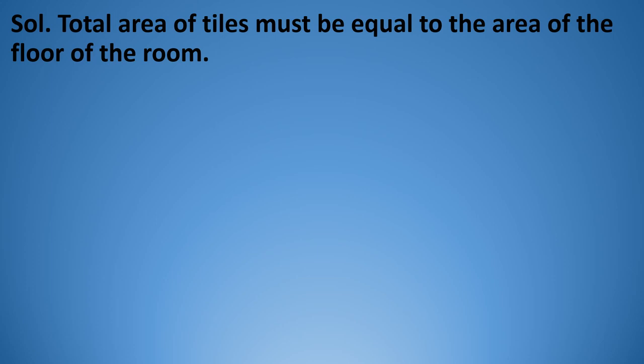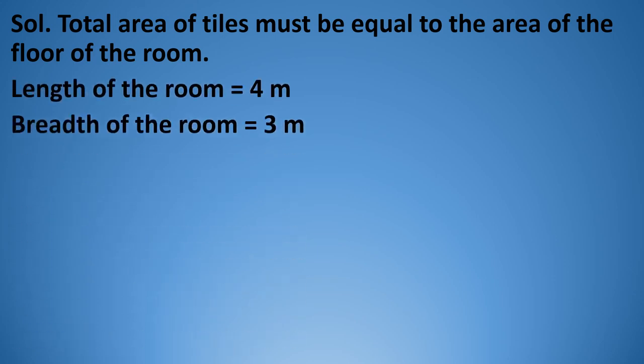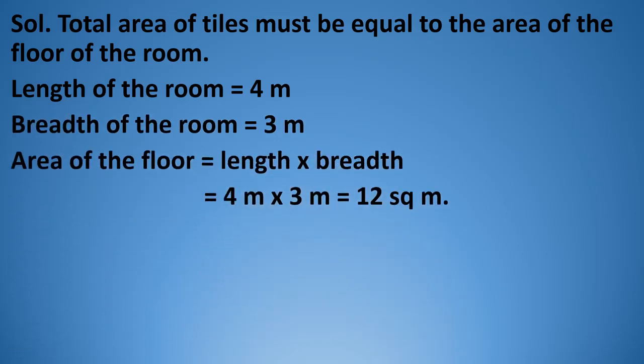Now see, the length of the room is 4 meter, the breadth of the room is given as 3 meter. Find out the area of the floor. Area of the floor is 4 meter multiplied by 3 meter, that is length multiplied by breadth, which is equal to 12 square meter. This is the area of the floor.